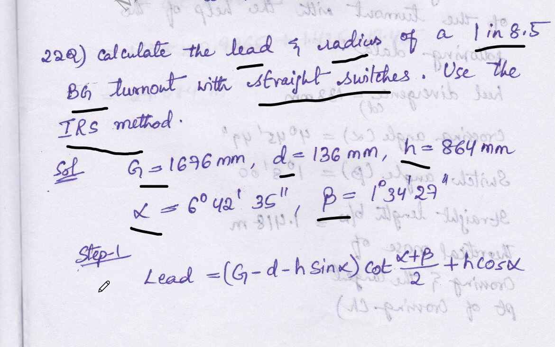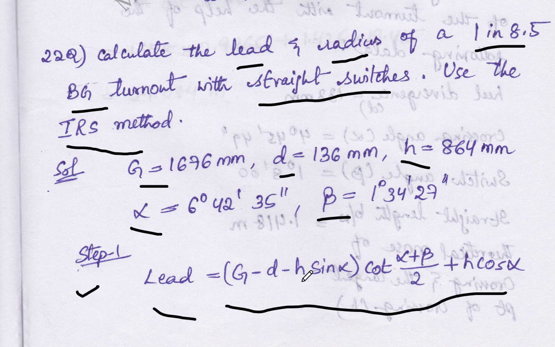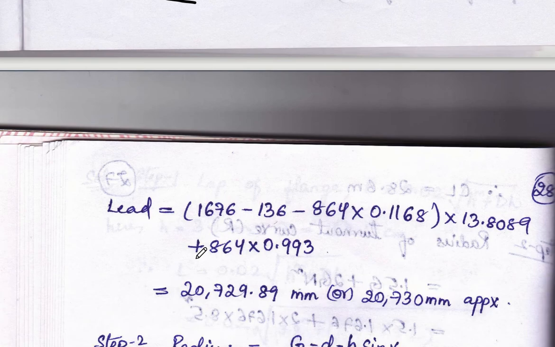Okay. Now we will start with the solution. In step 1, we have to calculate lead by using the formula capital G minus D minus H into sine alpha into cot of alpha plus beta by 2, plus h cos alpha. This is the formula for calculating lead. We have all the values, we have to substitute, and we get the value for lead.